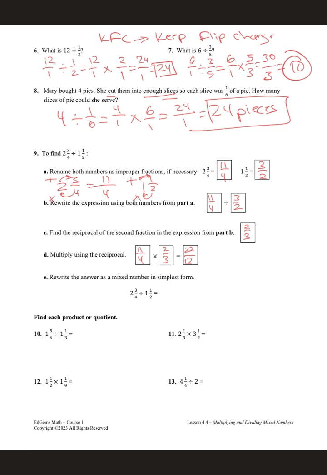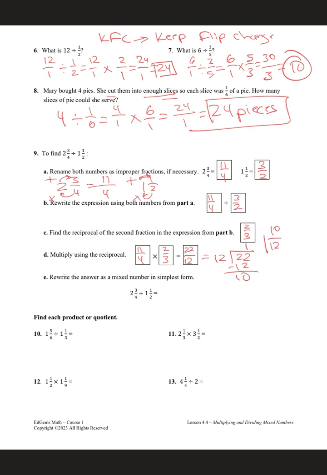Is this in simplest form? No, not yet. So here we go. I'm going to get old school with you. Now we're going to take the numerator, 22, divided by the denominator, which is 12. How many times will 12 go into 22? It'll go in there 1 time. 1 times 12 is 12. Subtract those, I get 10. And that's my remainder. So my answer so far is 1 and 10/12.